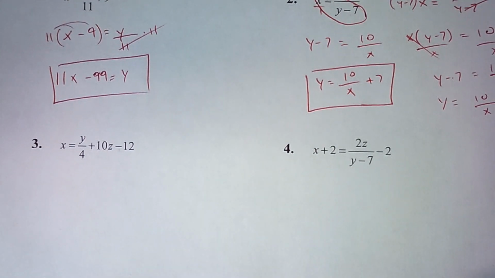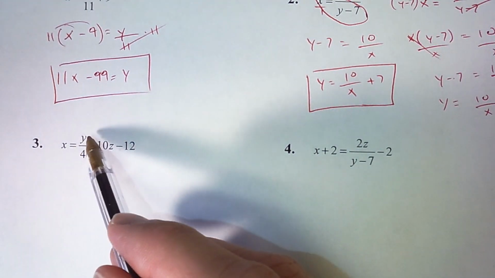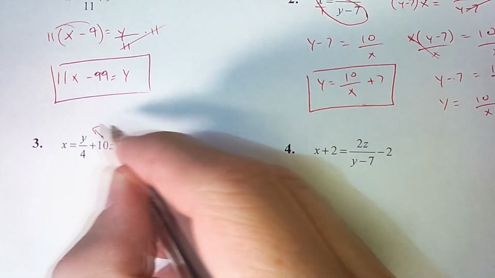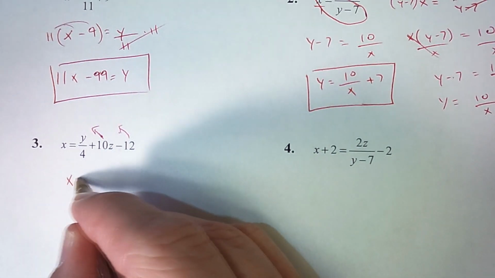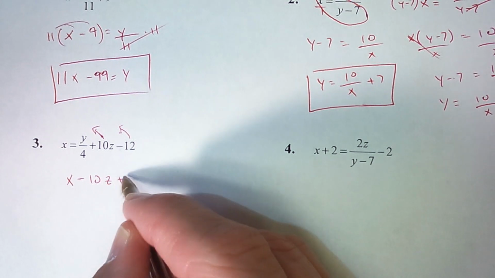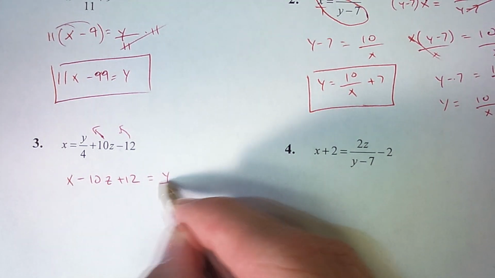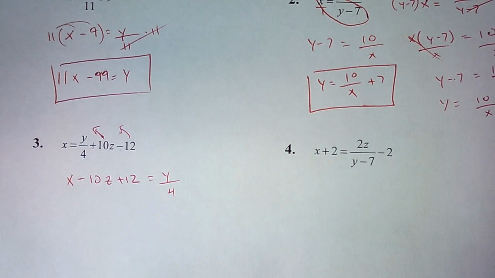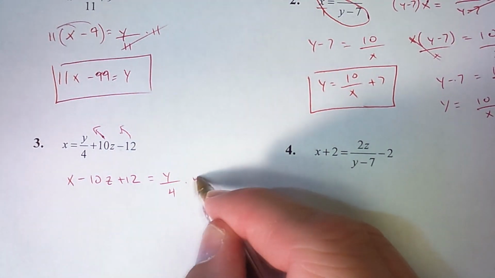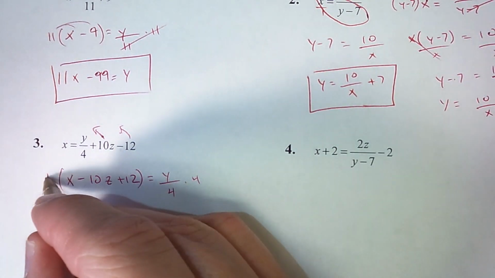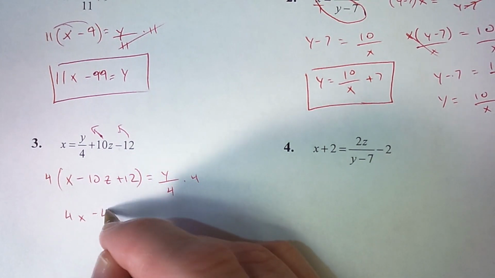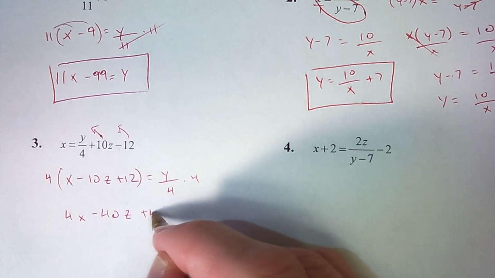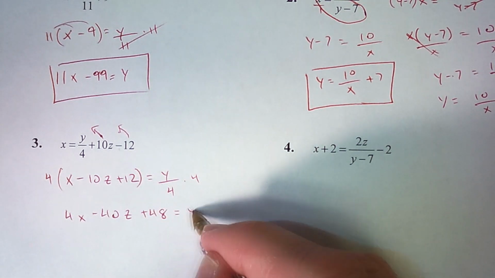So number 3, now I have an x, y, and z. I'm still solving for y. So first I need to get this and this over to the other side. So I've got x minus 10z plus 12 equals y over 4. Then multiply both sides by 4, and I get 4x minus 40z plus 48 equals y.